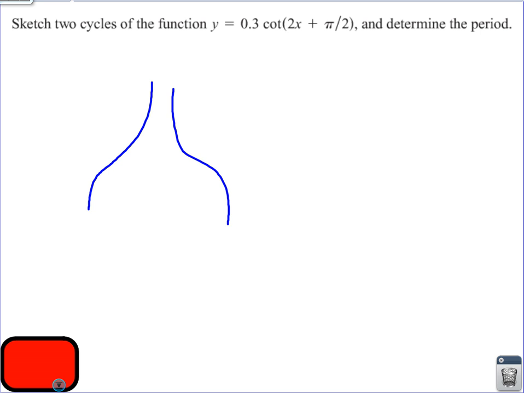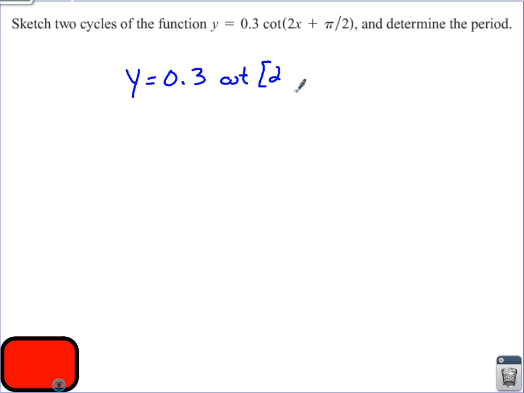So let's take this equation up here. y equals 0.3. So that changes your amplitude, right? Does cotangent have amplitude? No. It does not change your amplitude. It still stretches and compresses the same way it normally does, but it doesn't change amplitude. 0.3 times the cotangent of, I notice I've got a 2 in front of that x. Needs to be factored out. But we've got to figure out what we multiply 2 by to give me pi over 2.